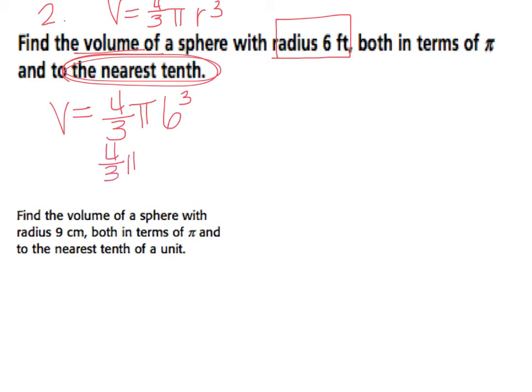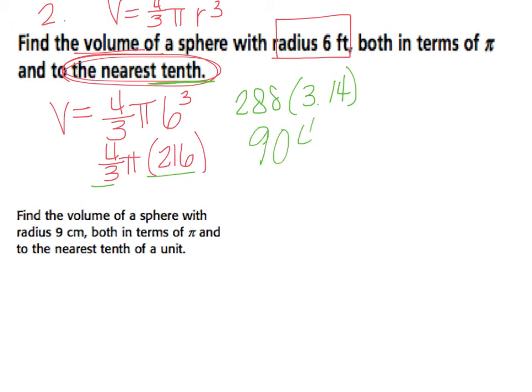So 4/3 times pi, and we can change this to 216. Now I want to multiply 4/3 and 216 together, and you get 288, and we're going to times that by 3.14. And your final answer, we're going to round to the nearest tenth again, should be 904.3 feet cubed. So I would like for you to try this third one, or this example down here, on your own. So pause it and then play it once you've finished and compare your answer to mine.